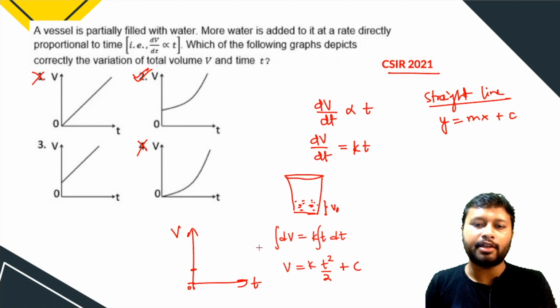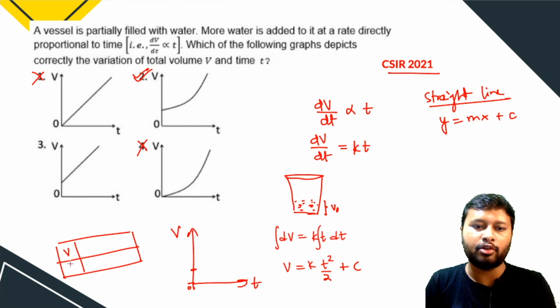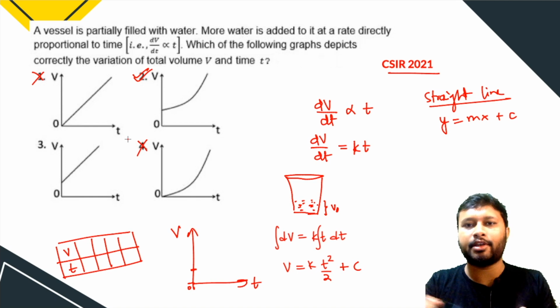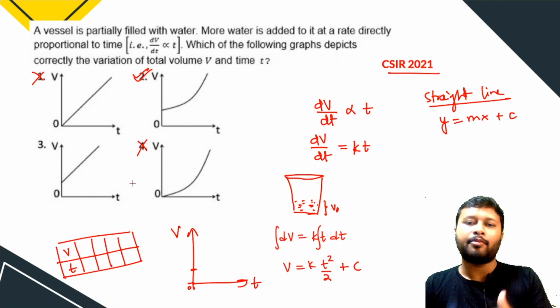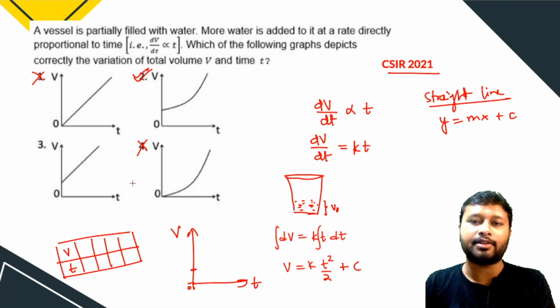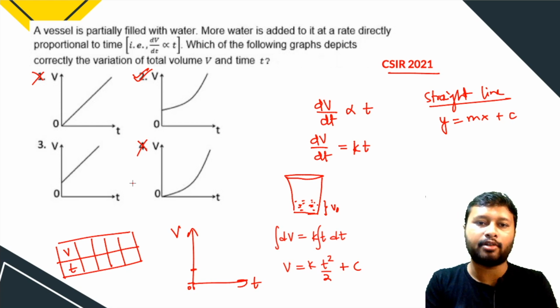Another way of solving it is, after getting till here, you can just make a table or a chart, and there you can write down the value of volume and the value of time, put different values of time and write different values of volume, and see whether it is following a straight line or not. You will find out that it will not form a straight line. So that is another way of approaching it, but I find the first method much easier and much more straightforward, and it's more accurate as well.